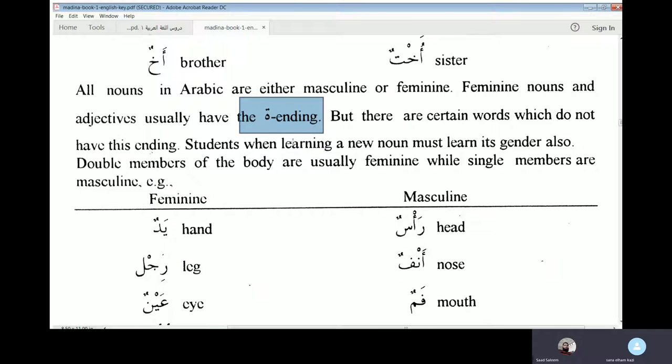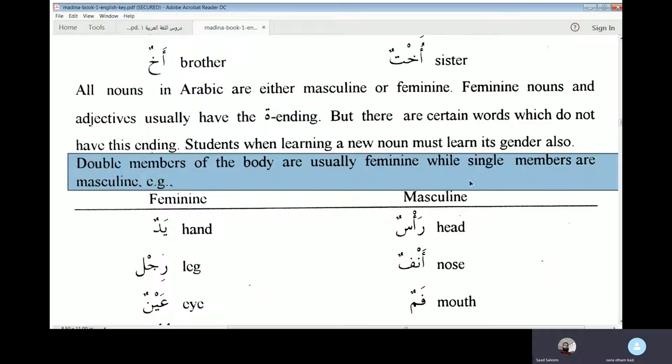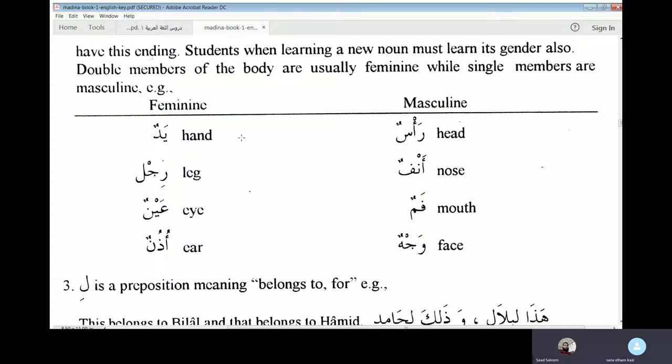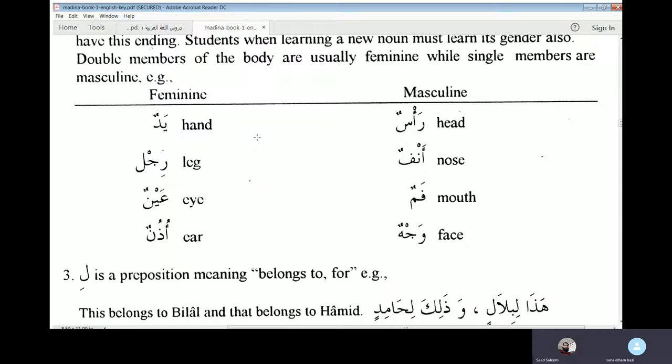Double members of the body are usually feminine, while single members are masculine. For example, yadun is feminine, hand. Rijlun, leg. Ainun, eye. And udhunun, ear. Masculine: ra'sun, head, and anfun, nose. Masculine: famun, mouth, and wajhun, face. Do you understand this point? Why are some body parts masculine? Because the head, nose, mouth and face are only one. They are not paired, whereas hand, leg, eye and ear are paired. So the paired ones are feminine.